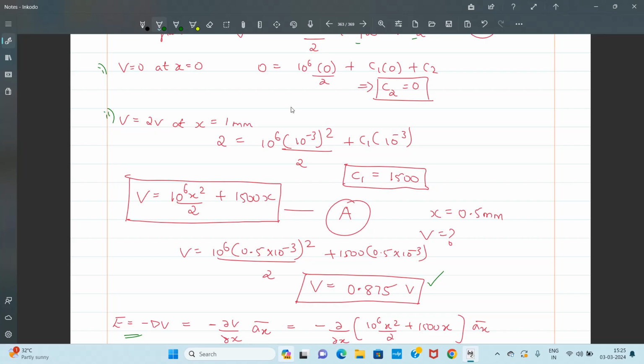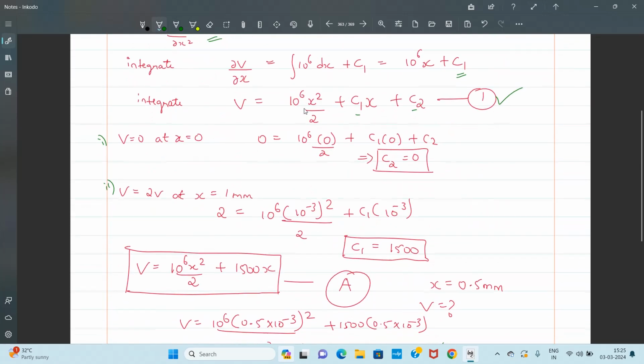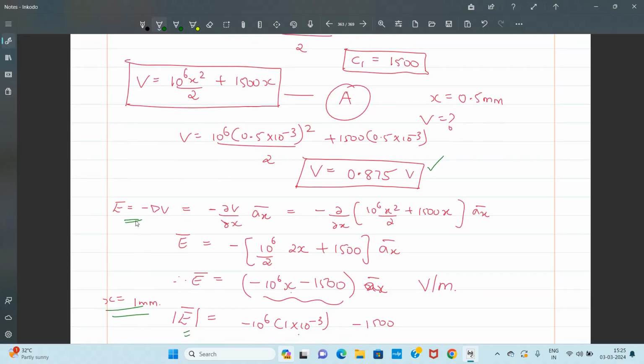Okay. And the second question was to find out E at x equal to 1 millimeter. So if you want E, the relation between E and V is given by this equation. E is equal to minus del V. Okay, this is gradient. Again, you have three different equations for gradient for coordinate systems.